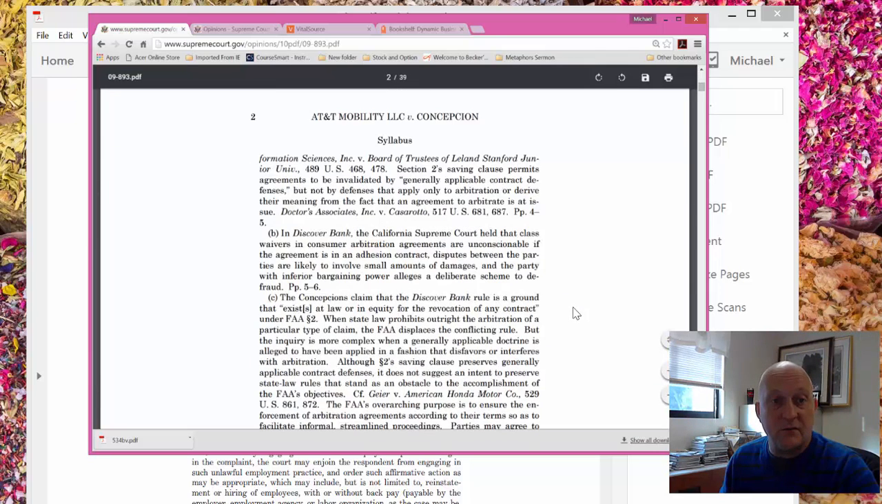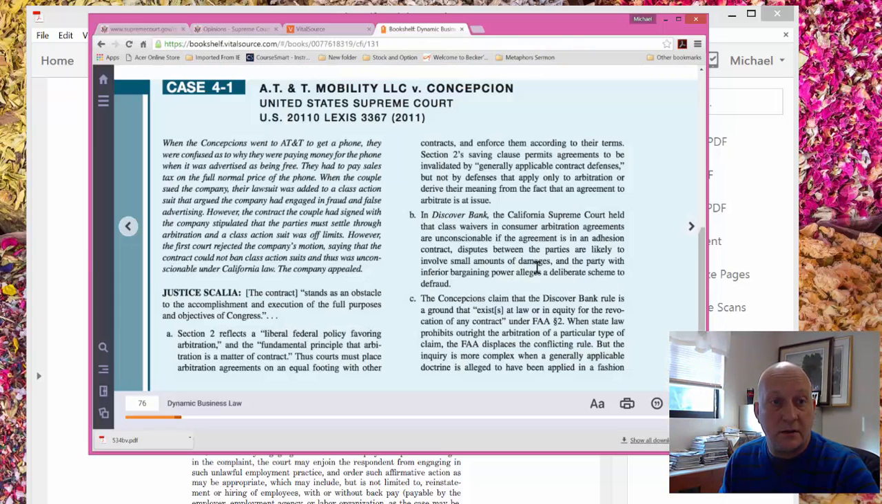Letter B, in Discover Bank, the California Supreme Court held that class waivers, and so on. See, I think you're getting the idea. Our book is actually using the word for word from the Supreme Court case.